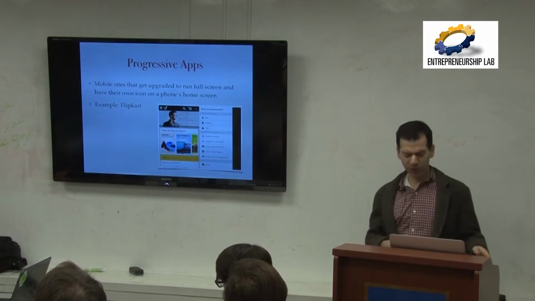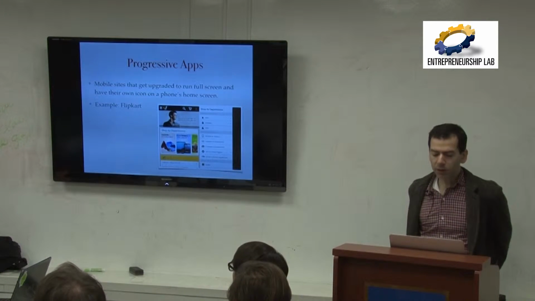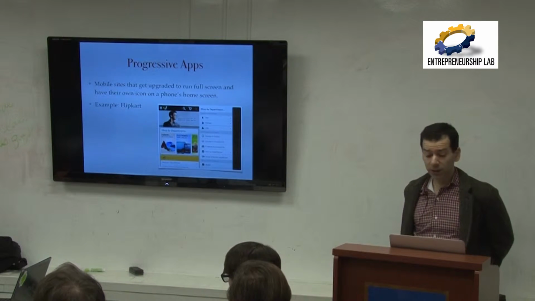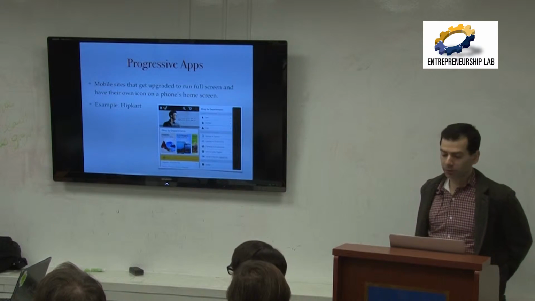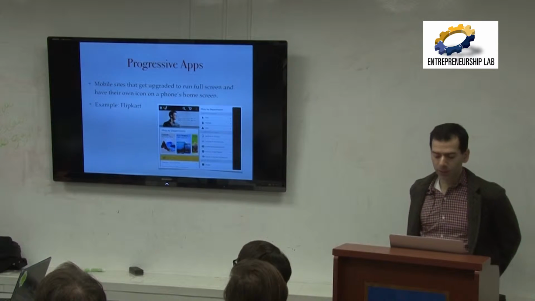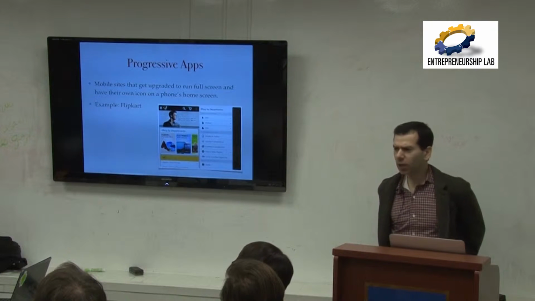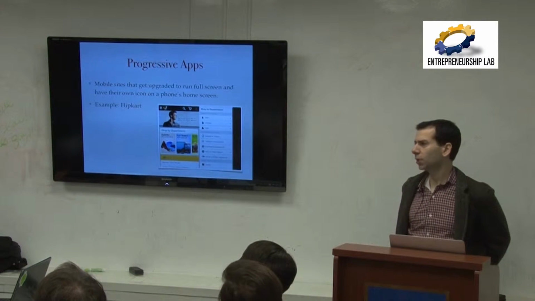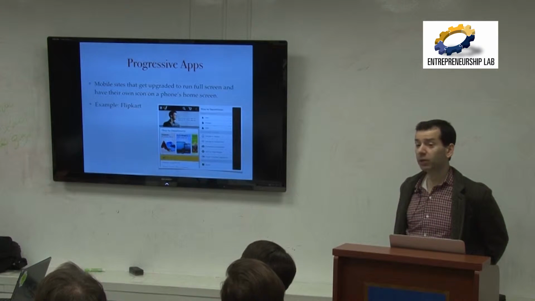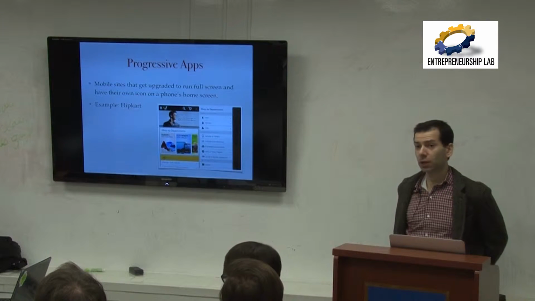Progressive apps. So yeah, this is the kind of new category. These are mobile sites, responsive sites, that get upgraded to run full screen and have their own icon on a phone's home screen. An example is the Flipkart app. You know how, when you have a web page running in your browser on your mobile, you can add an icon to the home screen for that particular web page.